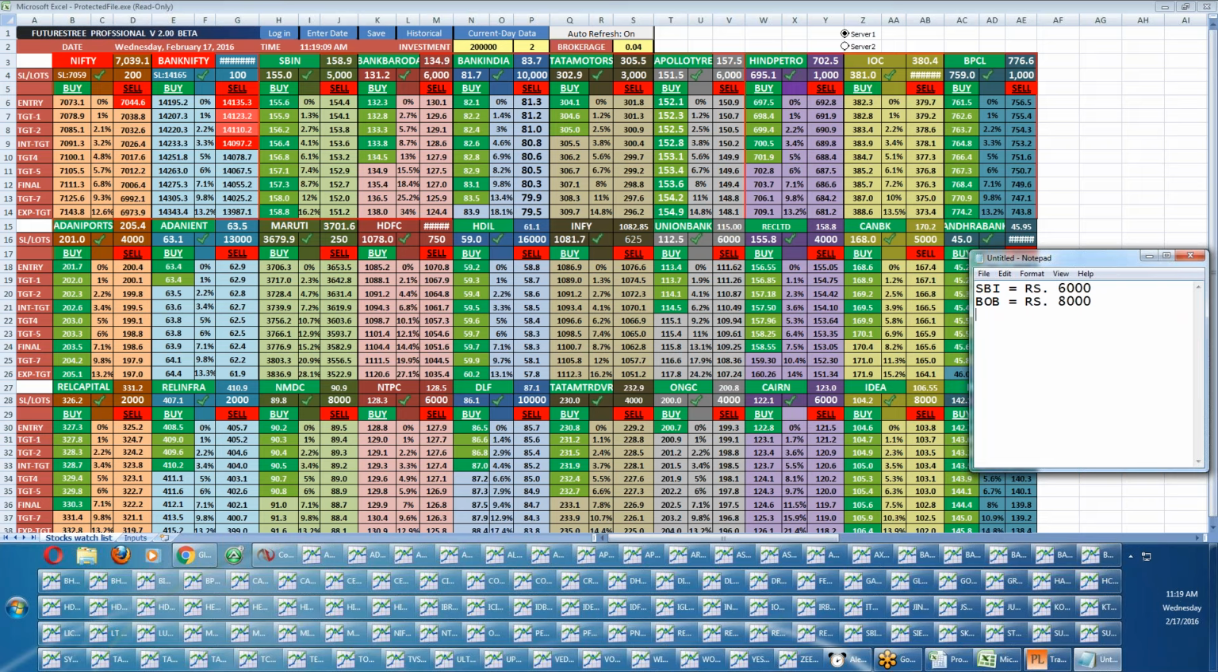Bank of India, our entry was 82.10 and now it is at 83.70. So that's around 1 rupee 60 paise into 3,000 is your lot size. That's around 4,000 rupees, 4,800.